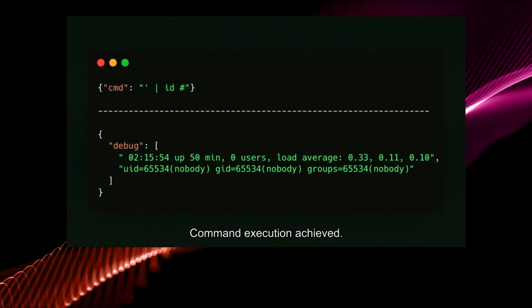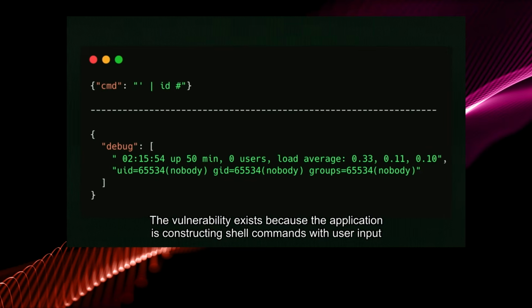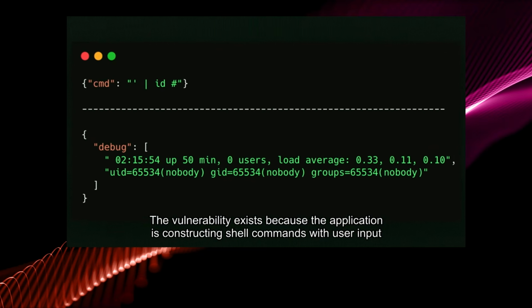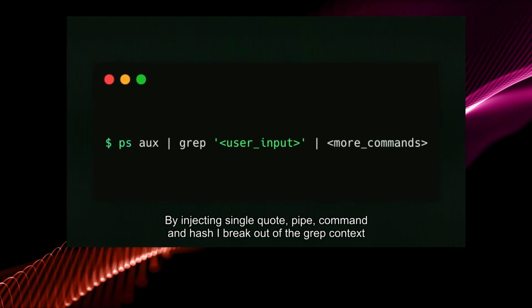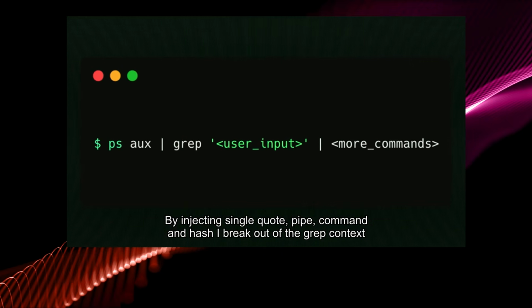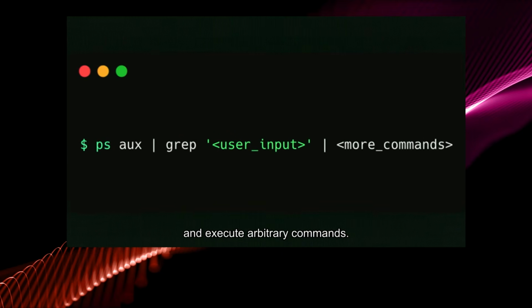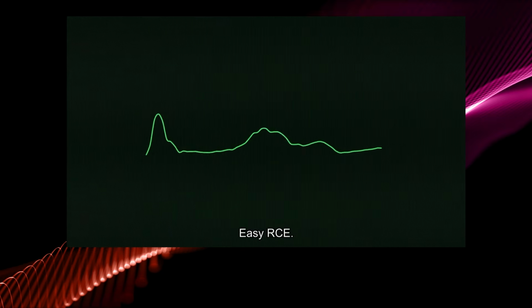Command execution achieved. The vulnerability exists because the application is constructing shell commands with user input without proper sanitization. It's running something like this. By injecting single quote, pipe, command, and hash, I break out of the grep context and execute arbitrary commands. Easy RCE. But wait, there's more.